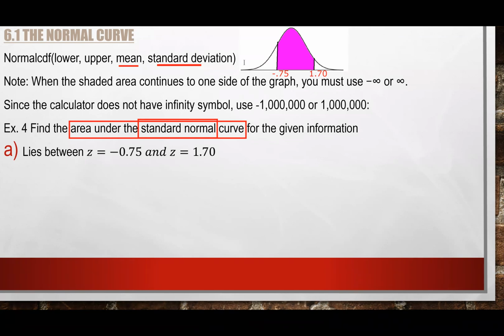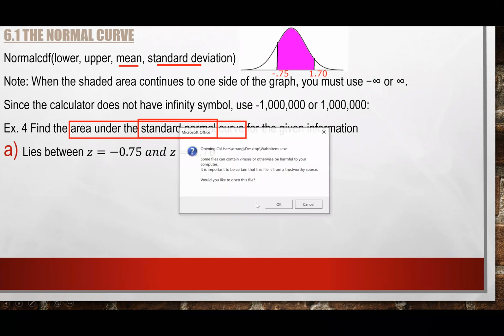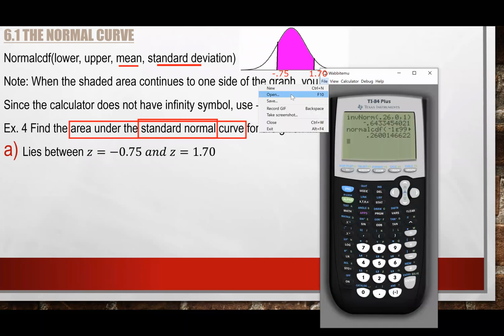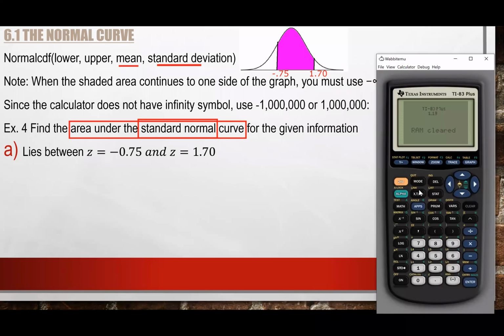If it's in between, it's easy, ladies and gentlemen, because all you need to do is use your calculator. Let me do the 83 first. Whoever has an 83 has it a little bit more difficult than the 84. So whoever has 83, this is what you need to do: you hit second VARS. Like I said, we will never use normal PDF, so the second option, normal CDF, is our item. You hit second VARS and then choose normal CDF.